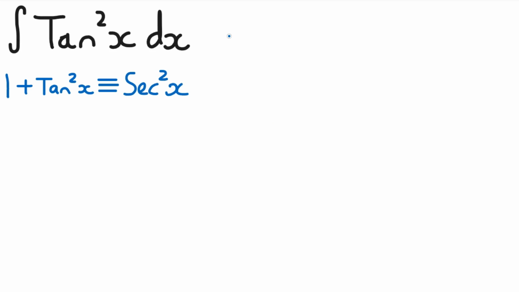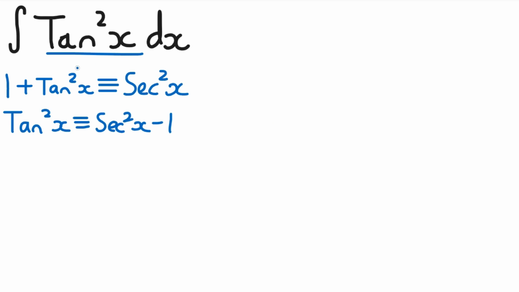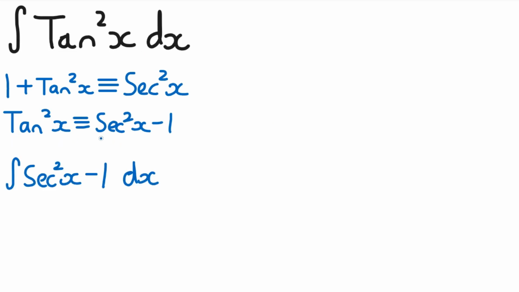I did a video on them called Trigonometric Identities and Equations, so go back to them if you need a reminder. But we talked about the identity that 1 plus tan squared of x is equivalent to sec squared of x, okay? And we have a tan squared of x here. So what we can do is move this 1 onto the other side, so it becomes tan squared of x is equivalent to sec squared of x minus 1, and therefore we can sub out this tan squared of x for this sec squared of x minus 1 like we've done here.